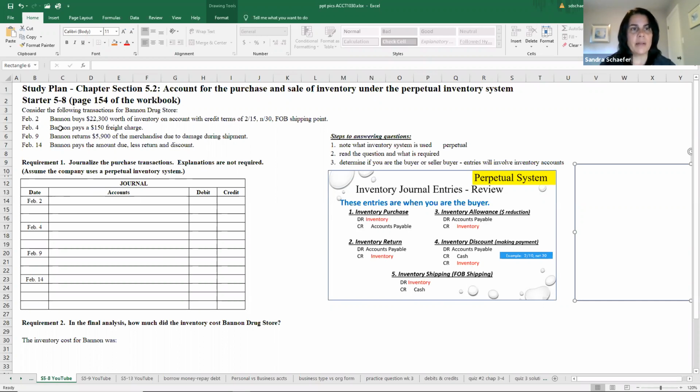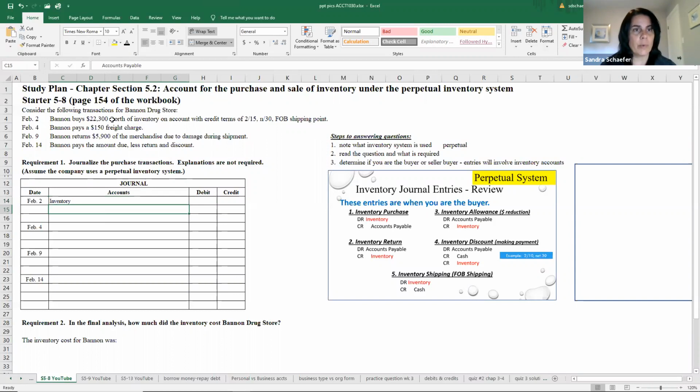On February 2nd, Bannon buys $22,300 worth of inventory on account with credit terms of 2/15 net 30 FOB shipping point. So to record the transaction on February 2nd, we are purchasing inventory. Inventory is an asset, it's a debit account. To increase inventory, we are going to debit the inventory account. Now, when I'm doing these questions, I like to figure out my debit and credit accounts first, and then I go on and do the amounts. So that's my debit account.